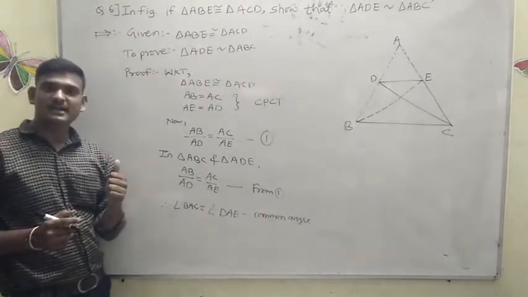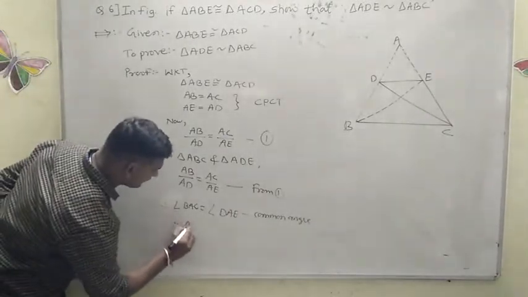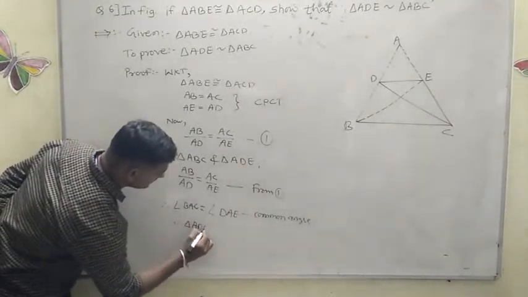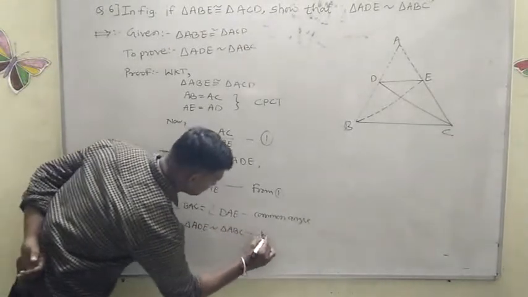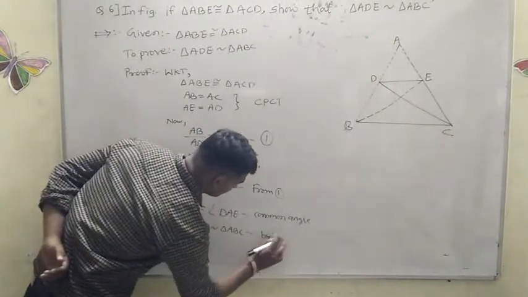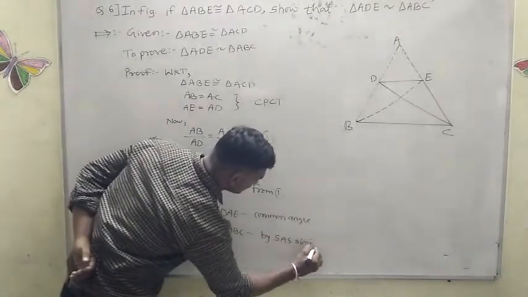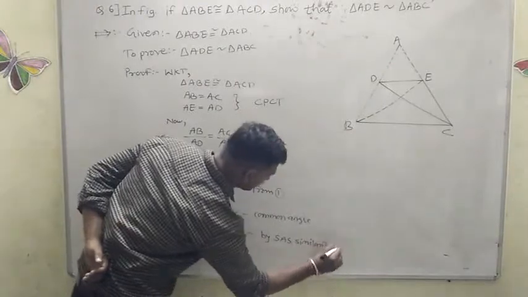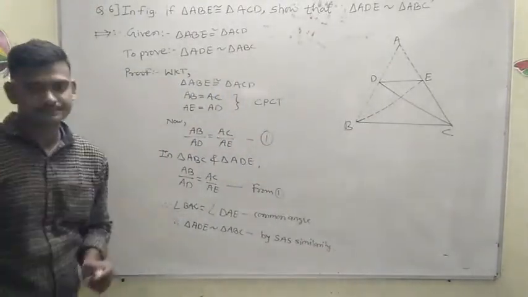Yes. By which criteria? By SAS rule. Therefore, triangle ADE is similar to triangle ABC by SAS similarity criteria. Hence, proved. Copy down this.